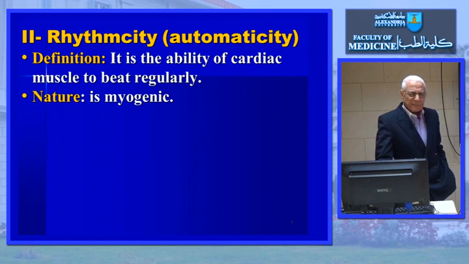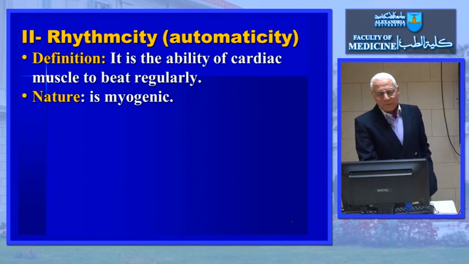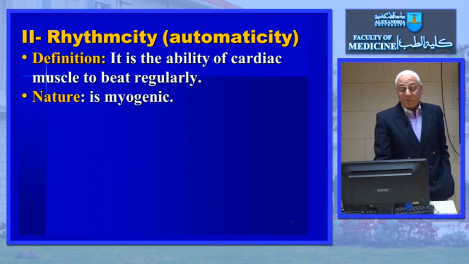To explain more, the nodal tissue, the SA node, allows leakage of positive ions, mainly calcium and sodium, from outside to inside, until the difference in potential reaches the firing level, the critical level. It then generates an action potential without any need for an external impulse. This is what is meant by myogenic.